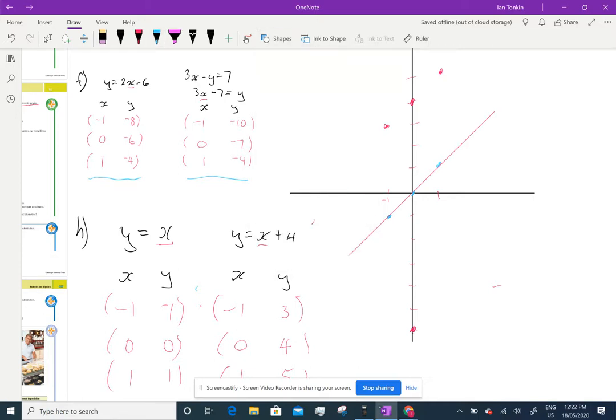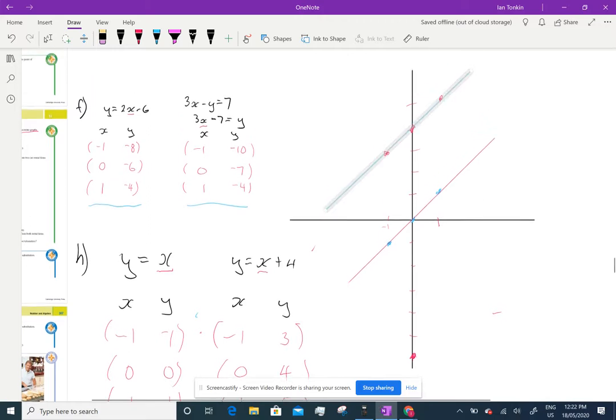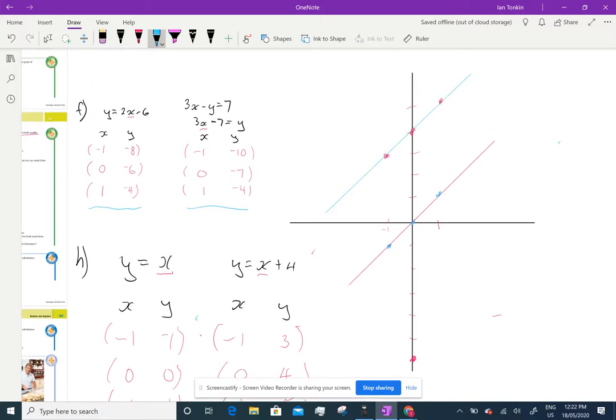Okay. Come on, where are you? That'll loop. Now, I could keep drawing those lines for as long as I could, but they're not going to intersect. y equals x plus 4 and y equals x are not going to intersect.